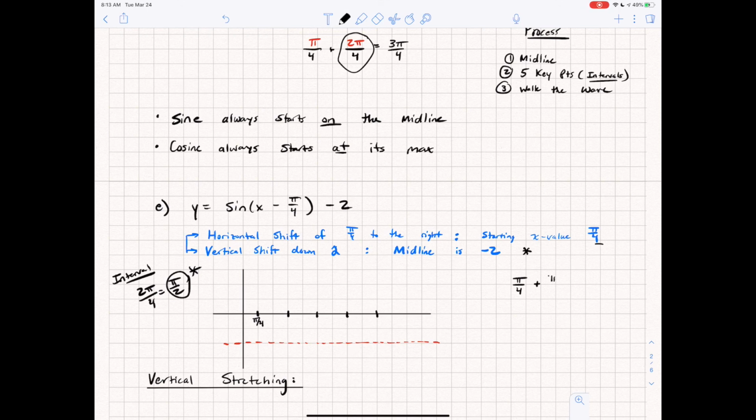So I'm going to go through and add pi/2. Well, we've done this before. This is adding 2 pi/4. We've already done these intervals, so I'm going to go ahead and list them in.